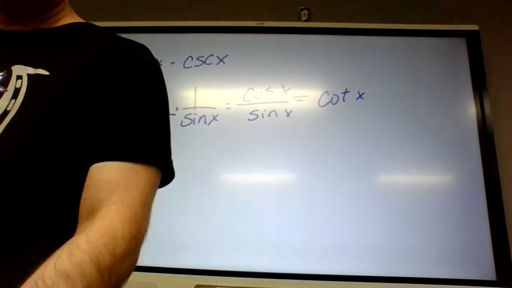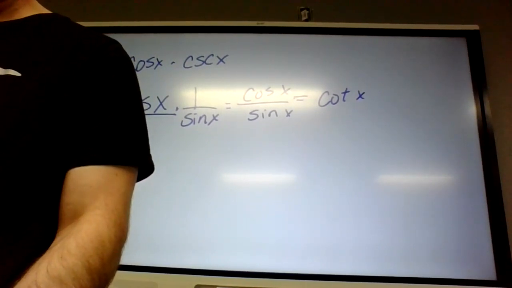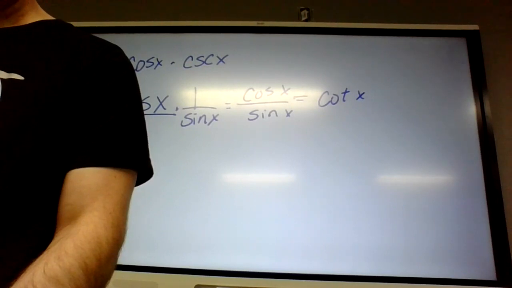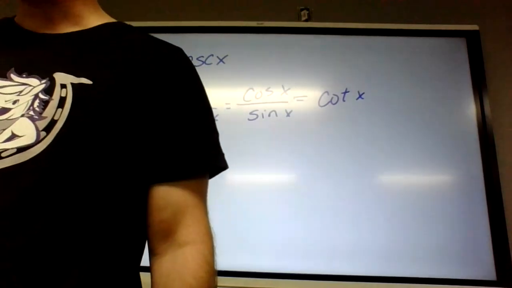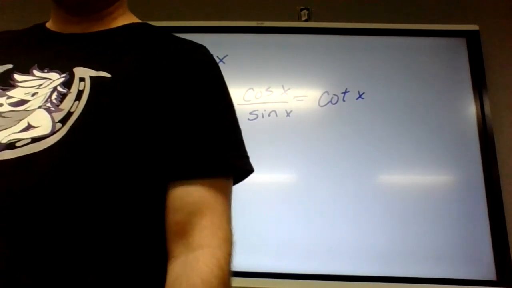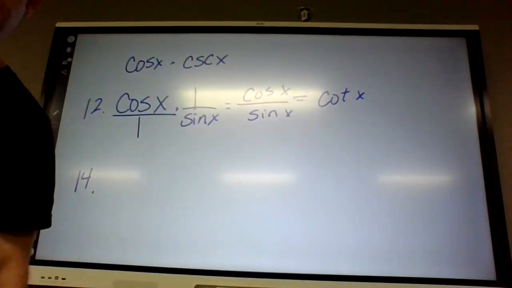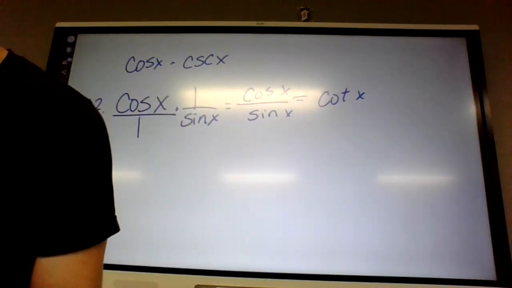Yeah, it's a weird one. Did they slip one by me? Wait, which one? Which one are we doing? 14. 16, you gotta just, tangent squared would be like sine squared over cosine squared.